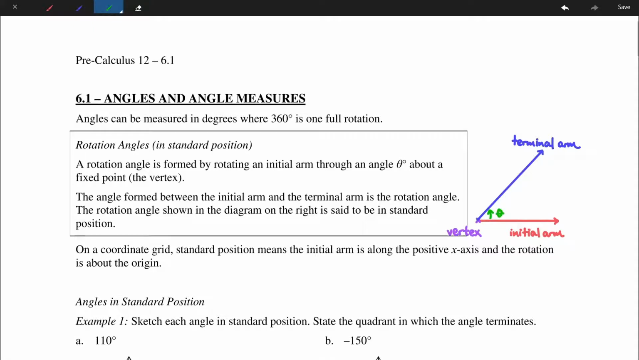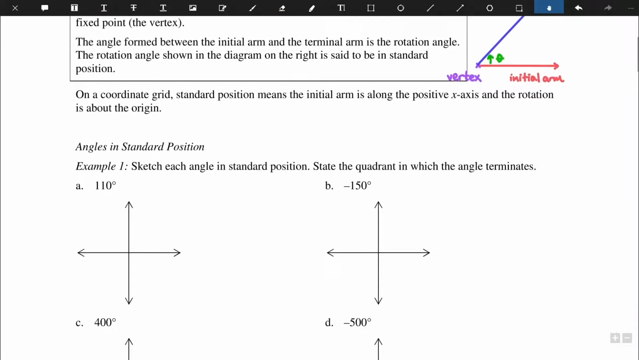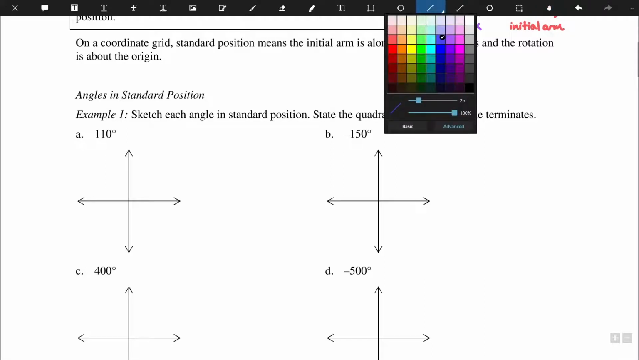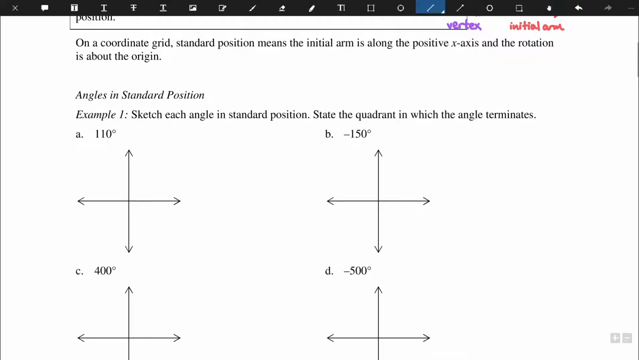Okay, so on a coordinate plane, the initial arm is the positive x-axis, and the positive direction of rotation will be counterclockwise, and the negative direction will be clockwise. So let's get some angles in standard position, starting with number 1 here. So again, for the first couple of examples, we're going to add in the initial arm.